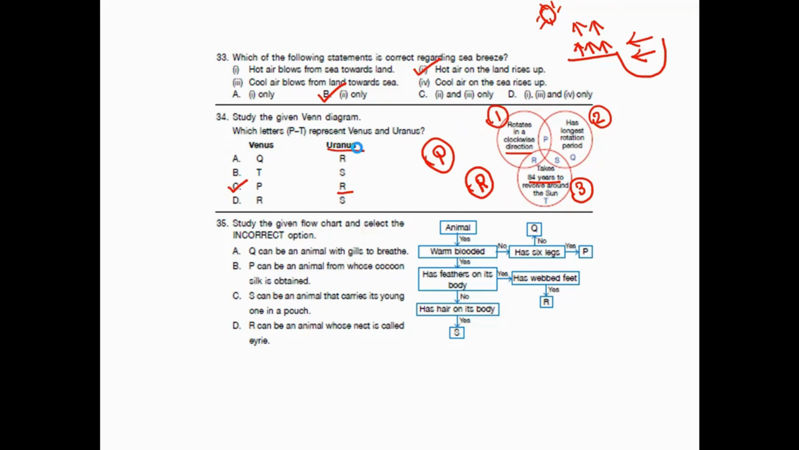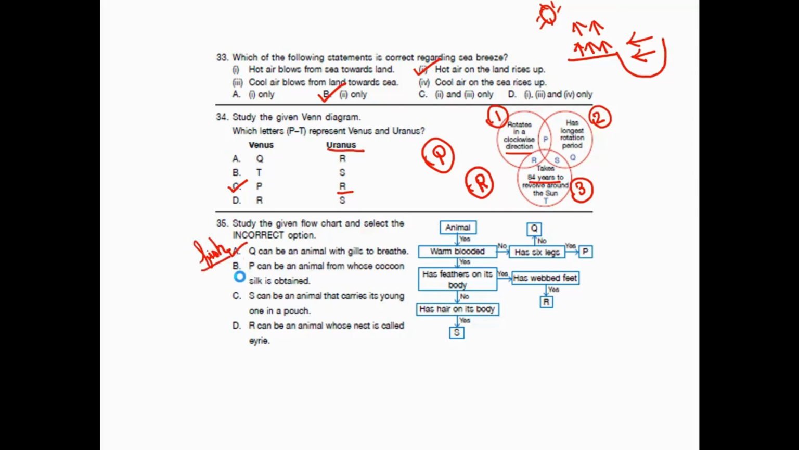Coming to the last question of the sample paper, the last question is a flow chart that indicates the type of animal. Here we have to identify the incorrect option. The first option says Q can be an animal with gills to breathe. Here we can see animal, yes, warm-blooded, no, has 6 legs, no is Q. So Q is the animal that is not warm-blooded, it is a cold-blooded animal. So Q can be the fish that has gills to breathe.